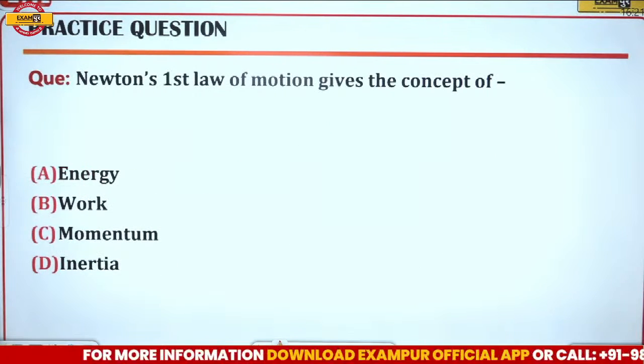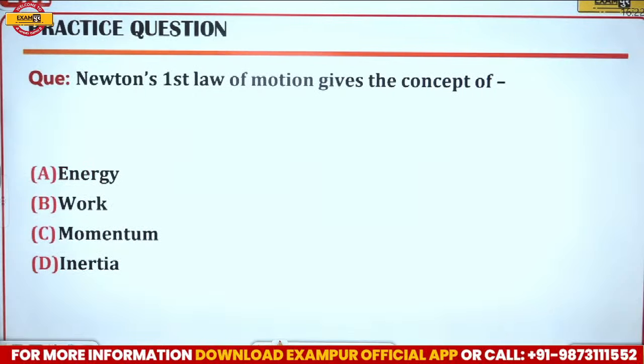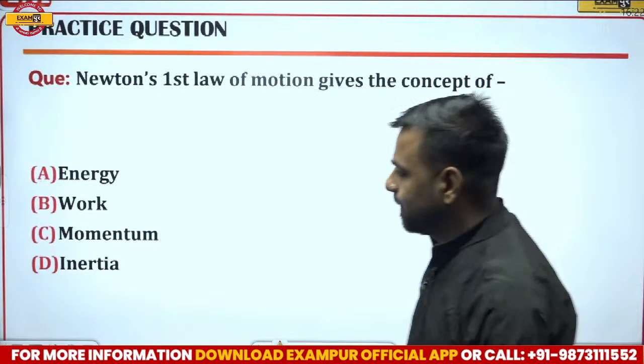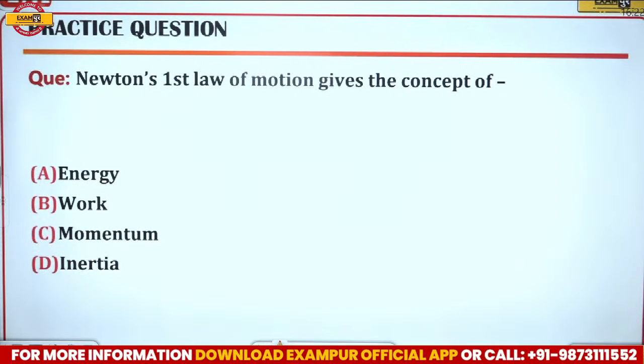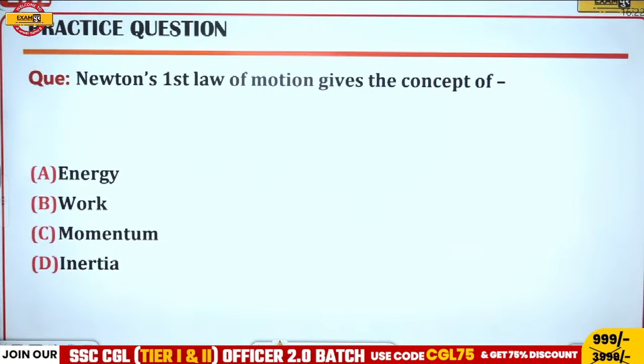Next we have: Newton's first law of motion gives the concept of what? Now this is a basic one. This can be for CHSL as well. What do you think the correct answer is over here? Newton's first law of motion gives the concept of what? Is it energy, work, momentum, or inertia?